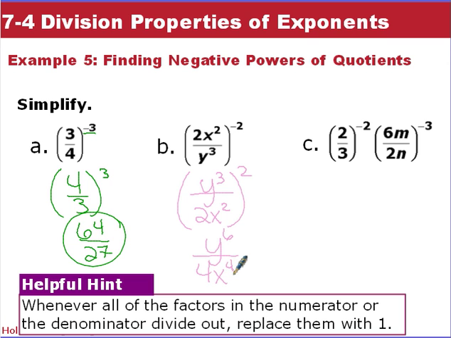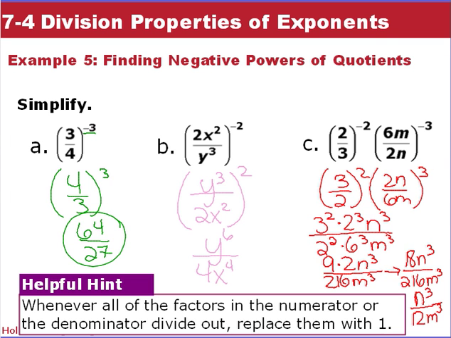And our last example, we have 2/3 to the negative 2 times 6m over 2n all to the negative 3. So let's take one term at a time and simplify as we go. So 2/3 to the negative 2 is 3/2 squared, times 2n over 6m, cubed.